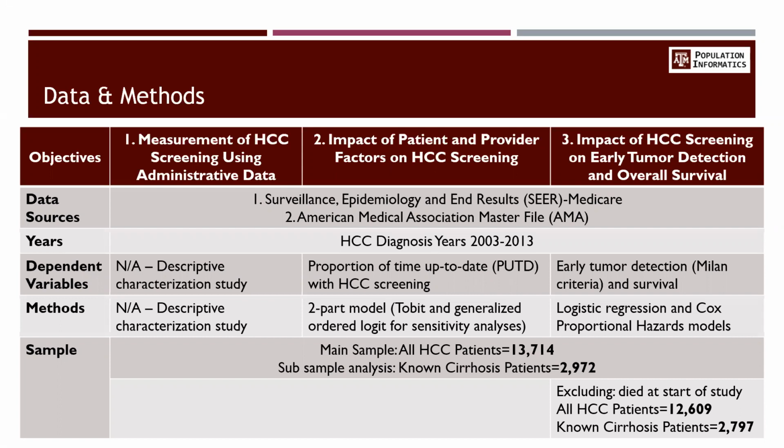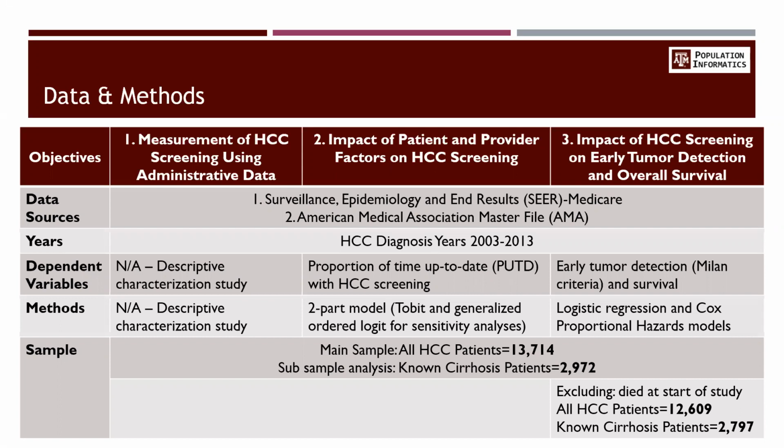So the main variable in looking at survival is early tumor detection. And that is, Milan criteria is another measure that is commonly used to say you've detected the tumor early enough so that you can go for surgical procedures, which would then give you a better chance of survival, right? So that's what we're doing.